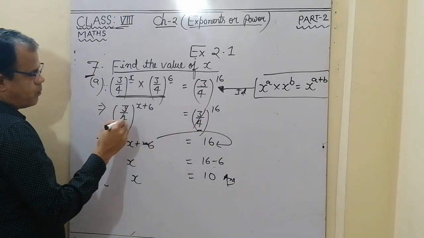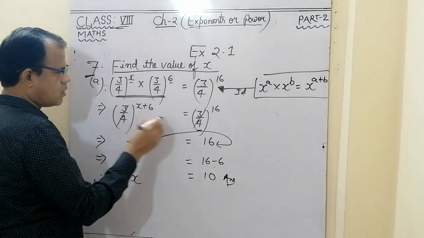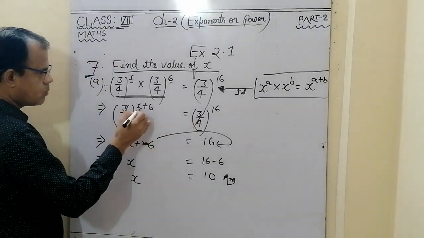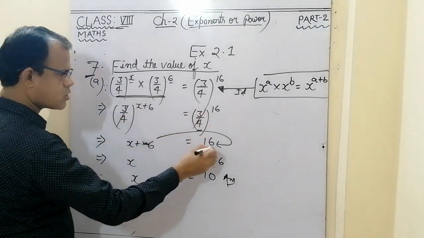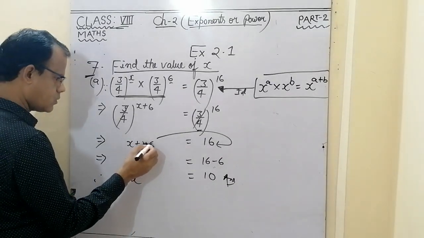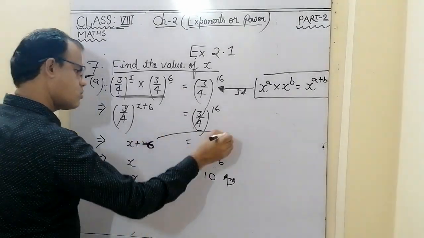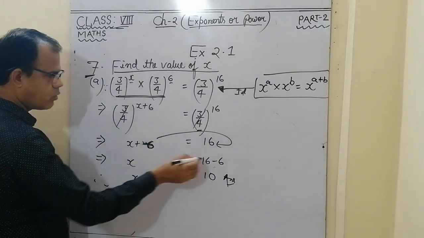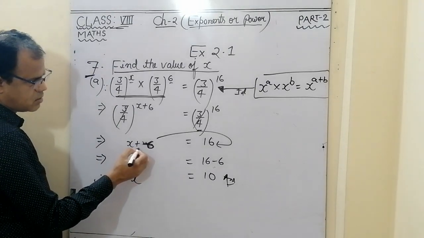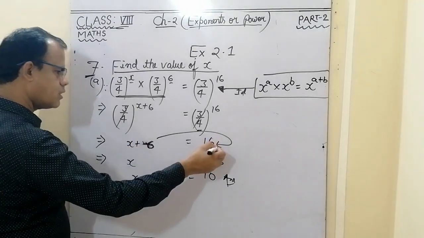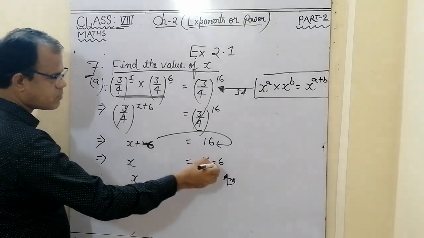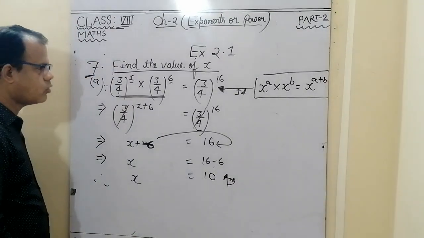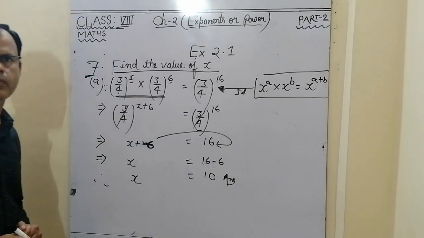So here you see, the bases are equal, so the powers are also equal, so we cut the base. So the powers: x plus 6 equals 16. So when we move this 6 to the other side, it becomes x equals 16 minus 6. Why minus 6? Because this is plus 6. After transposing to that side, this plus 6 becomes minus 6. So x equals 10, final answer, and you have to solve the remaining part.